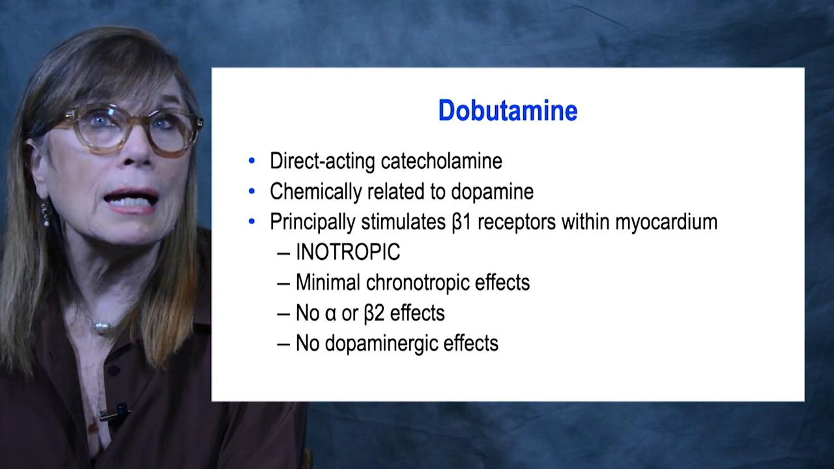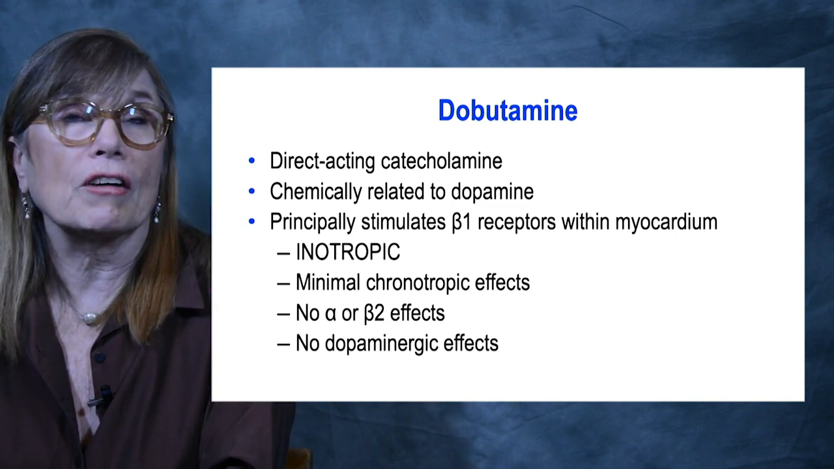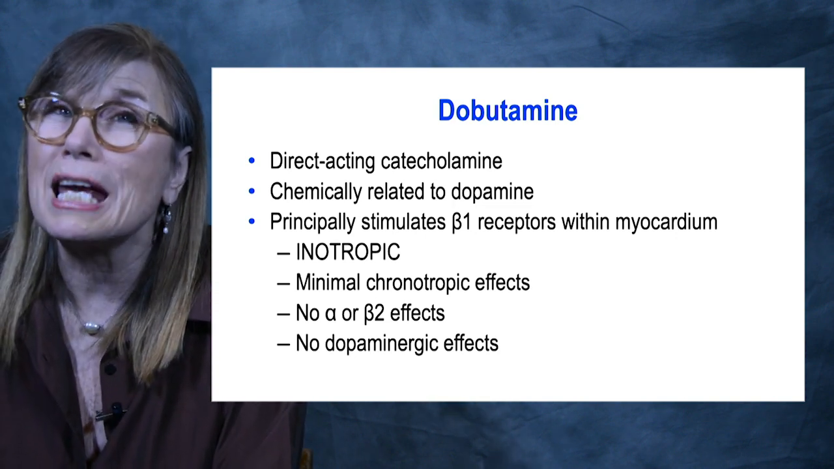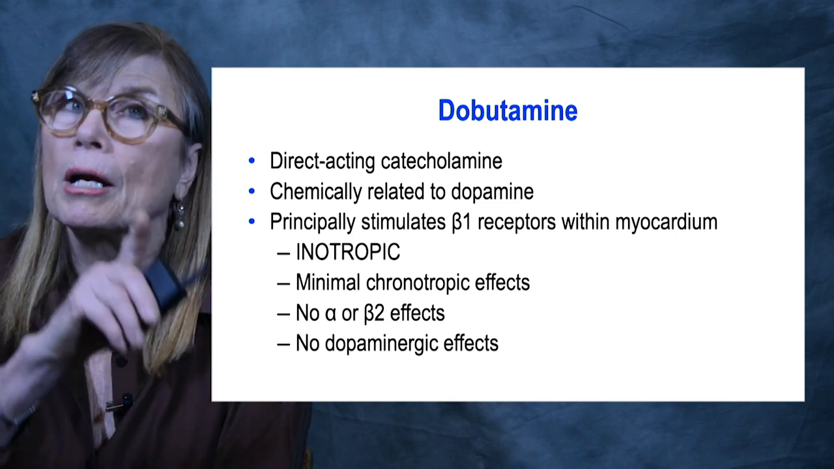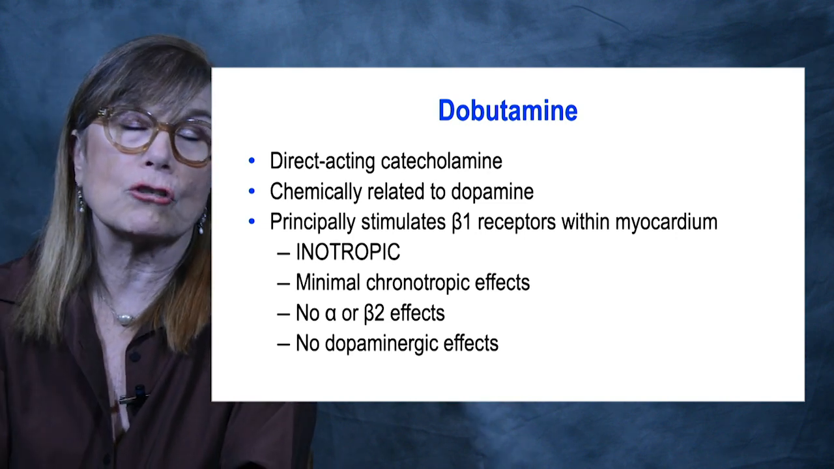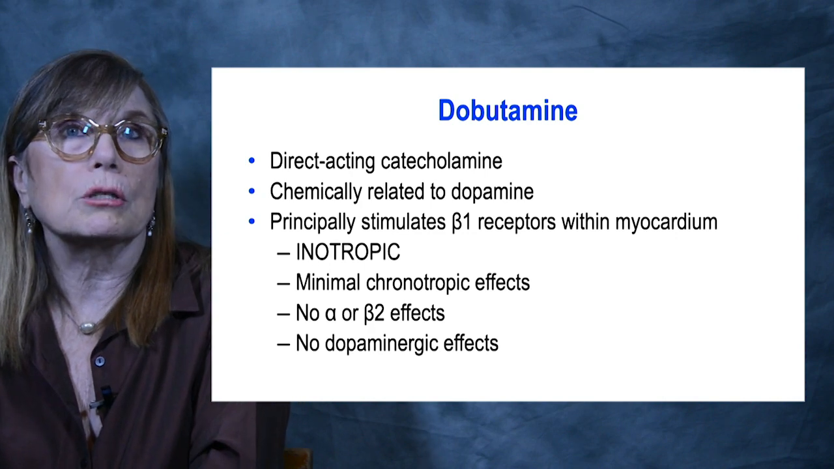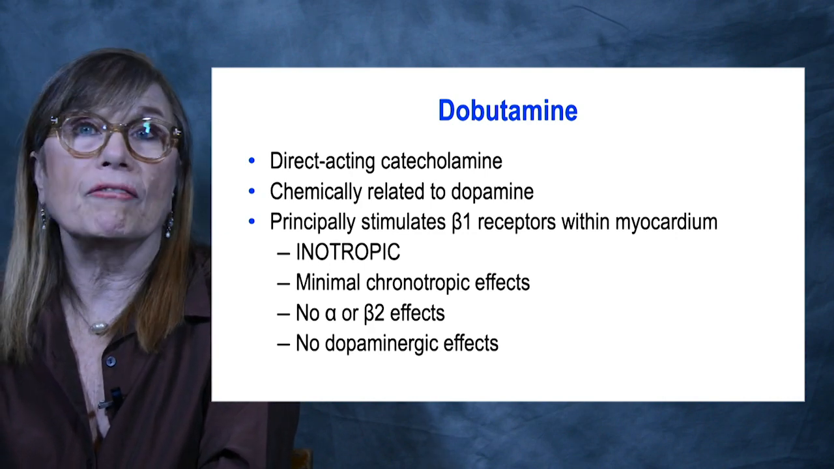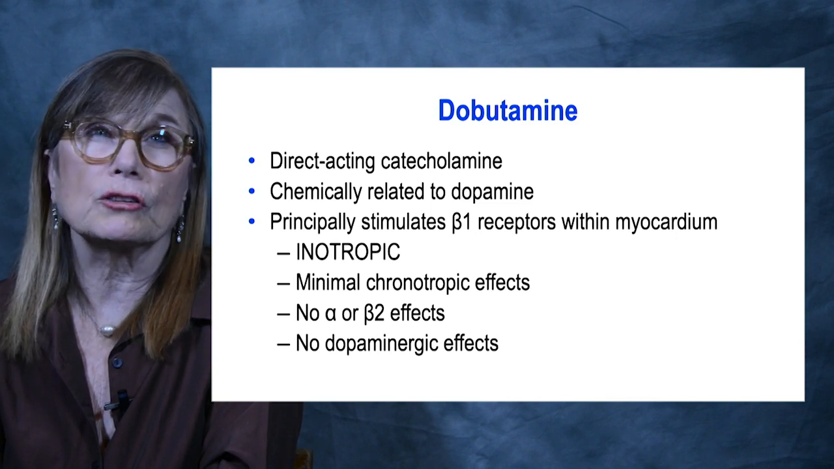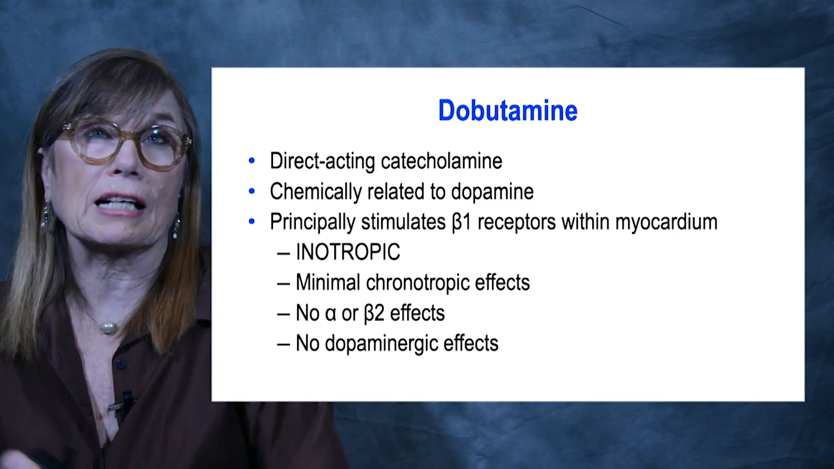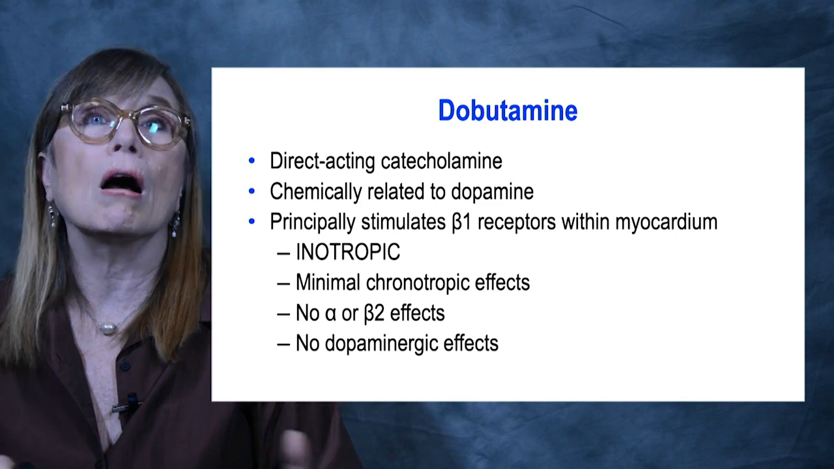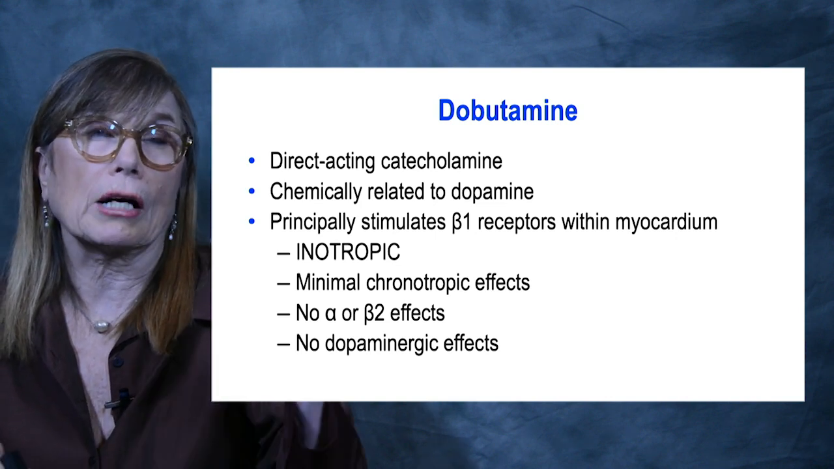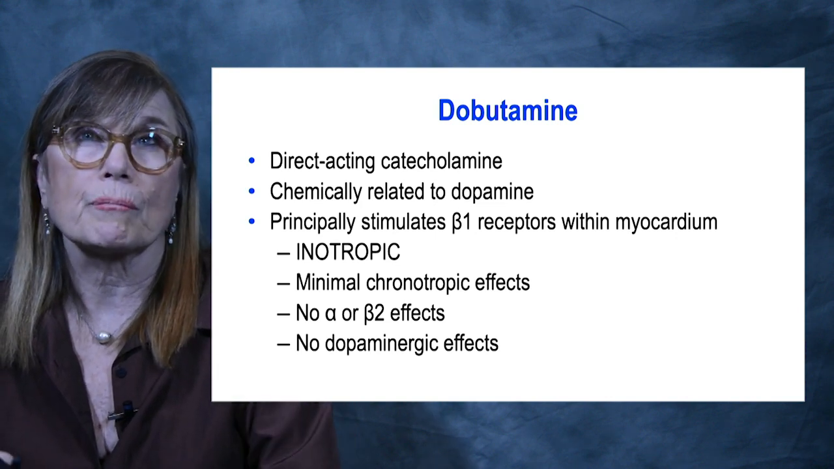10 to 20 is something that you might see in a heart failure patient, but rarely do we use in the ICU except for a chronic heart failure patient. Rarely do we use doses of greater than 10 of dobutamine. There are no alpha and very little beta-2 effects, and there are no dopaminergic effects, meaning vasodilation of splanchnic, mesenteric, and coronary and cerebral vessels.